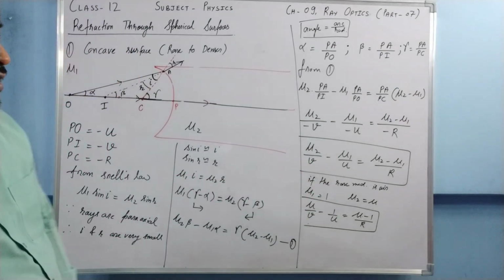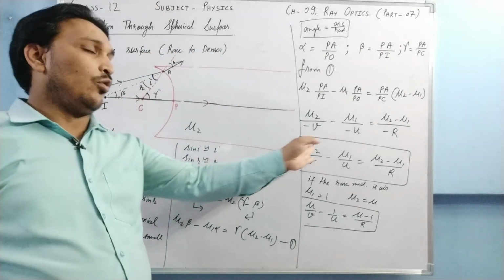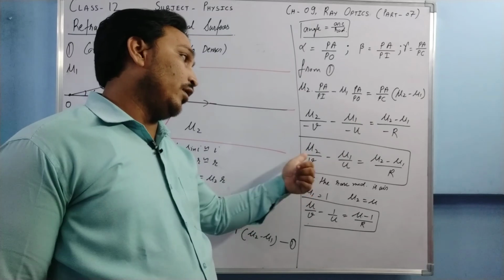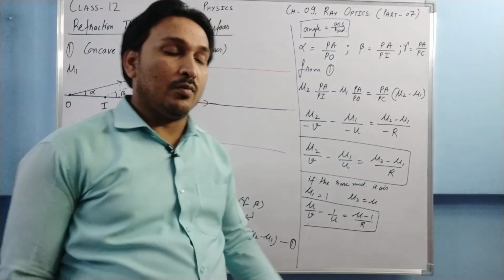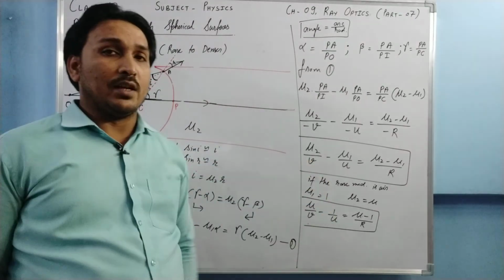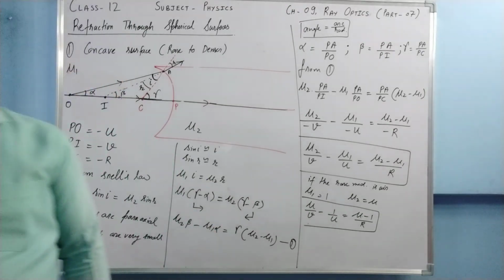Only what is different? If you are solving it for denser to rare, mu 2 and mu 1 get exchanged. In that case, it would be mu 1 upon V minus mu 2 upon U is equal to mu 1 minus mu 2 upon R. But here it is rare to denser. In the rare to denser case, it will always be like this. So this is how the refraction through a spherical surface takes place.